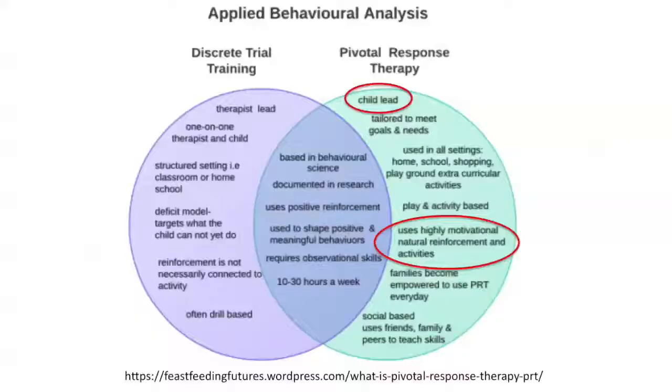And this is a summary of the differences between discrete trial training and pivotal response therapy. And I've highlighted two here. One, in pivotal response therapy, you'll see the child take the lead, and also the concept of using highly motivated natural reinforcement and activities to keep the patient engaged.